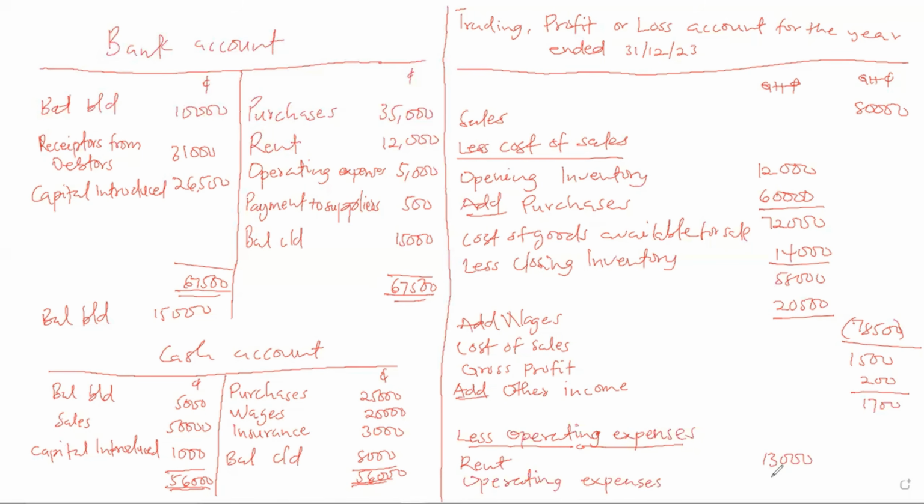To be 5,000. Let's move to the next page. Operating expenses. Then we have insurance. Insurance, which is 2,800. Then we have depreciation.